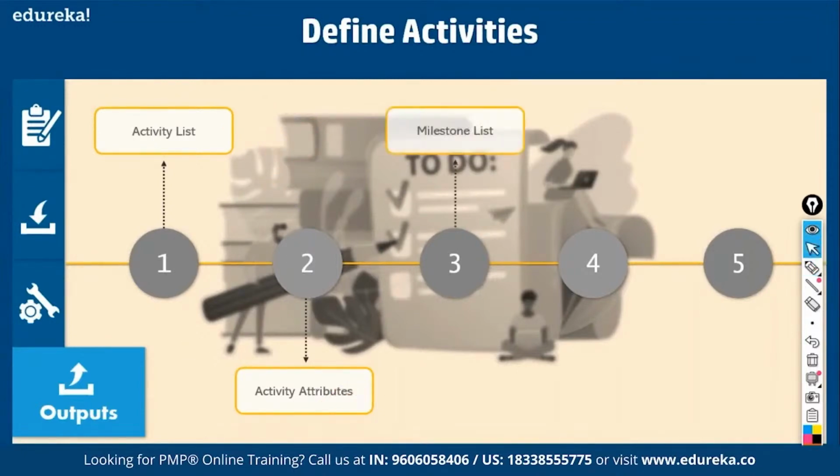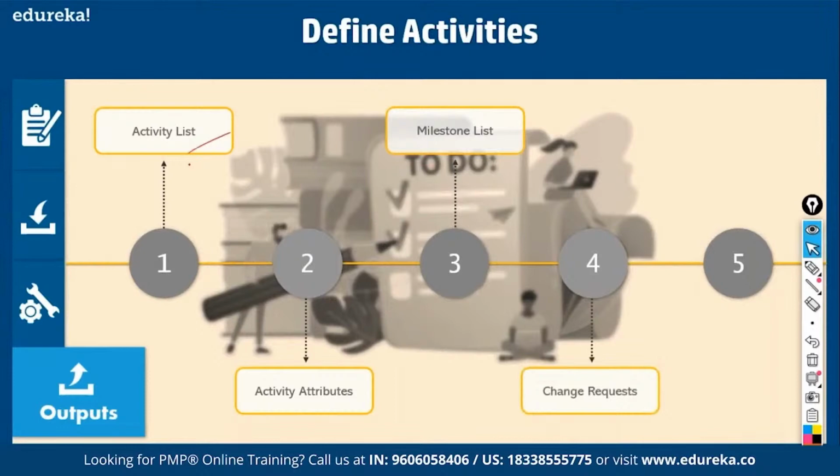Then the milestone list. What are milestones? Milestones are significant events in the life of a project. For example, for a business analyst, requirement sign off is a milestone. For a product owner, the date on which you have to take the product out to the market is a milestone. For a project manager, a budgetary check is a milestone. So if there are any milestones attached to activities, that also you have to mention along with the activity list.